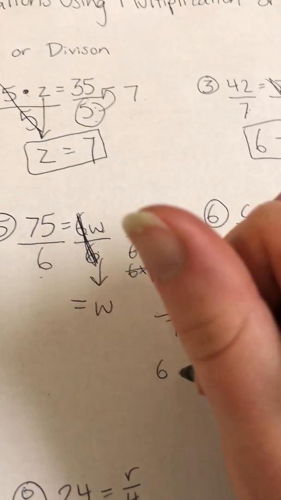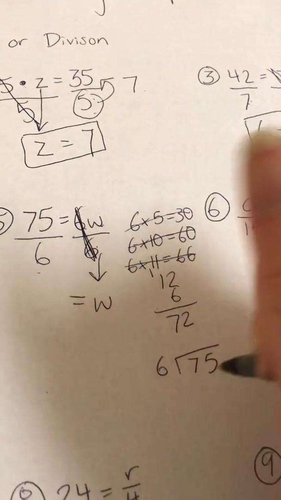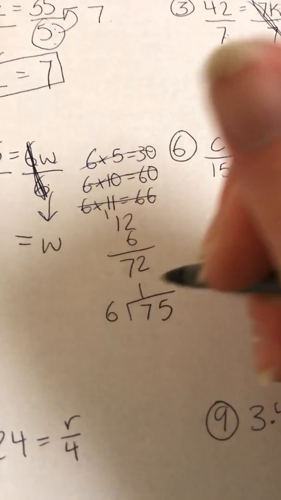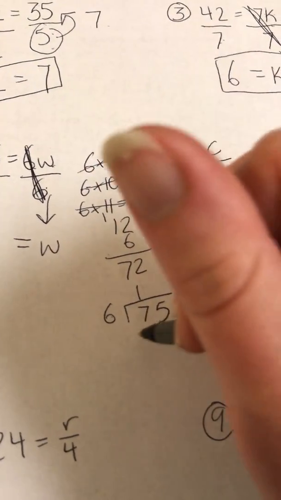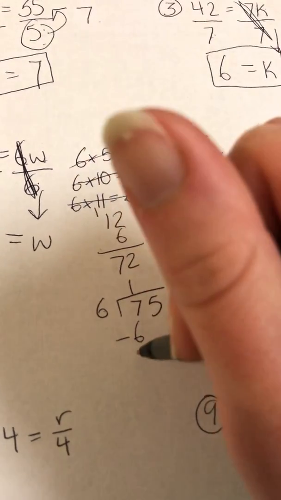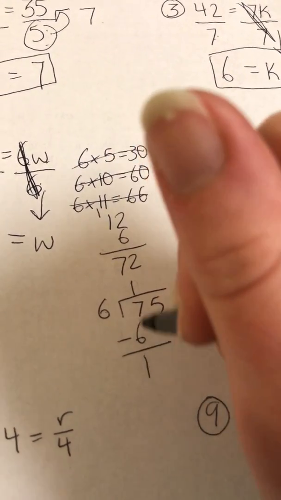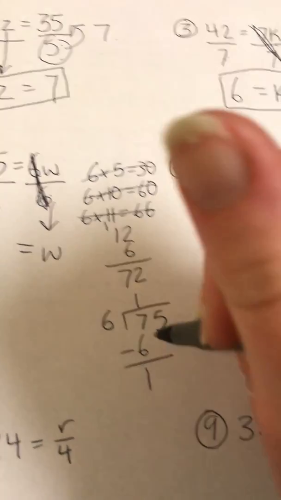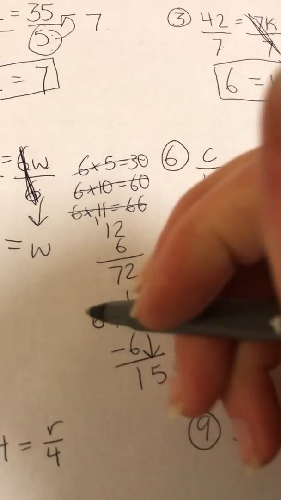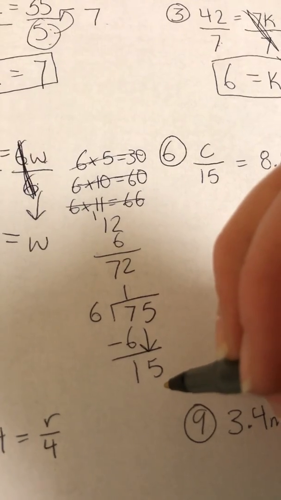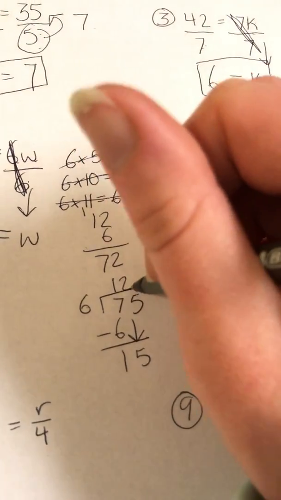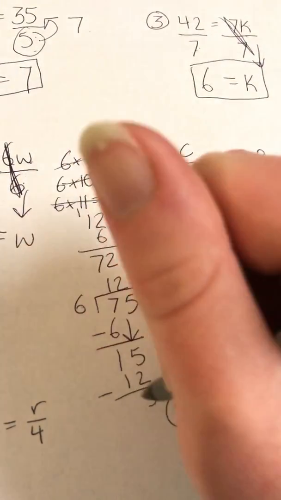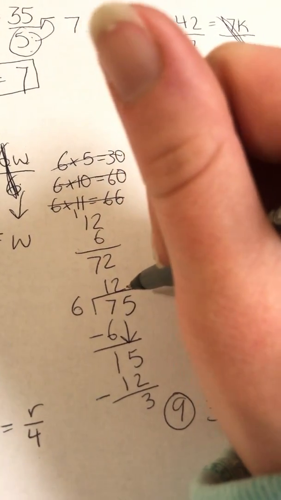So we need to set up this problem to get our decimal correct. So I'm setting up my problem. My 6 goes into my 7 one time, okay? So 6 times 1 is 6. 7 minus 6 is 1. Now, I'm going to bring down this 5. 6 goes into 15 2 times, which will give us 12. We have 3 left over, okay?